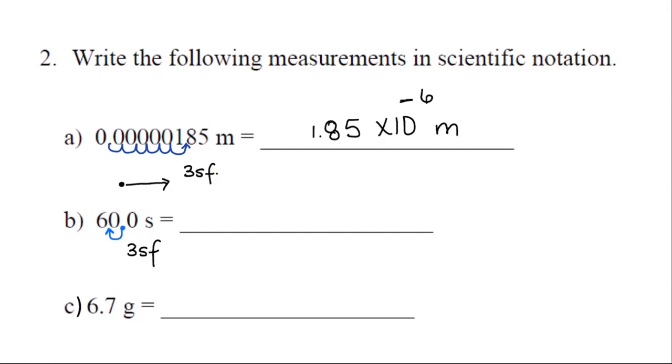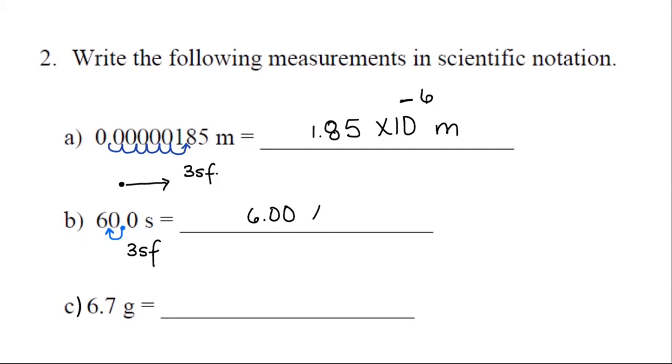So understand, if you do that in other classes, please don't use those practices here, because those are not the rules that I'm presenting to you guys. So my coefficient needs to be 3 sig figs. 6.00 is my coefficient. If you write a coefficient of 6 by itself, it's not correct, because you started with 3 sig figs, your coefficient needs to have 3 sig figs.